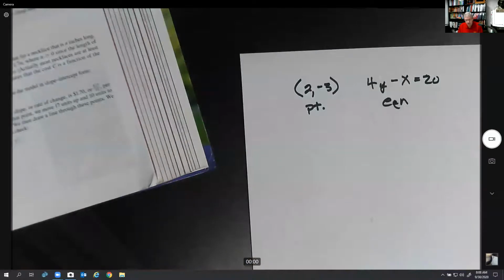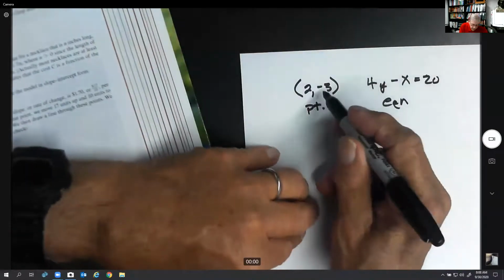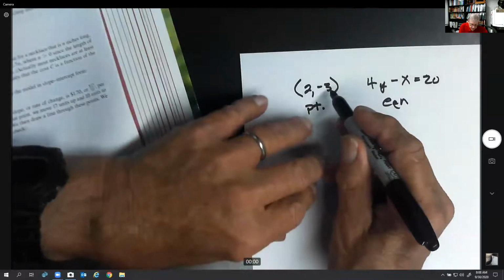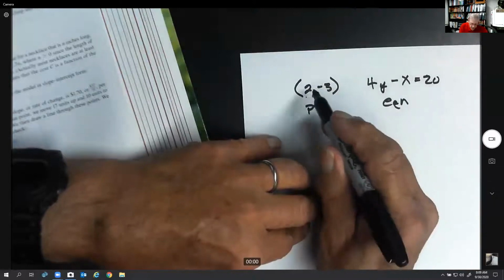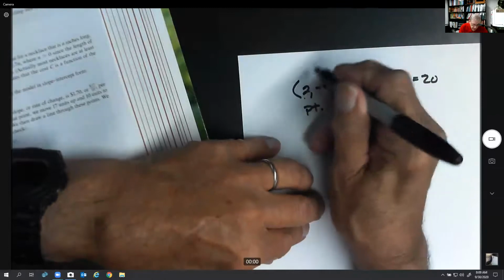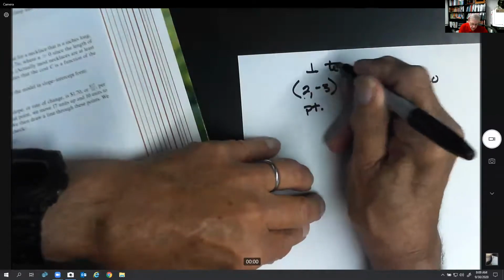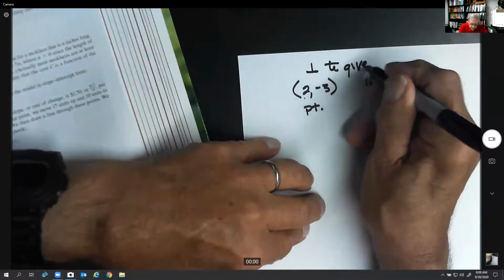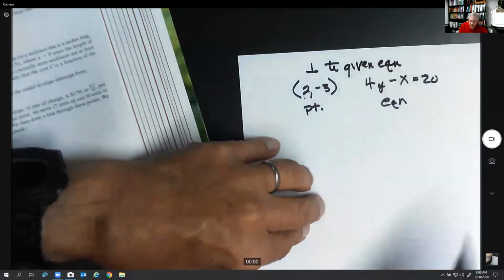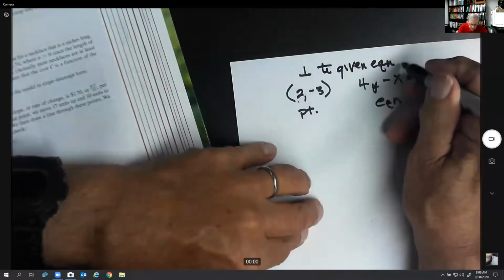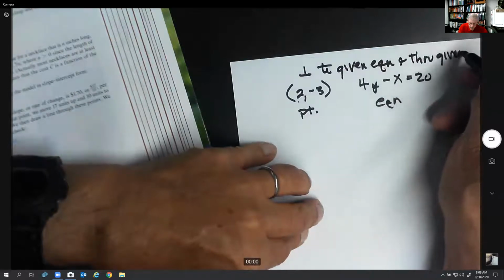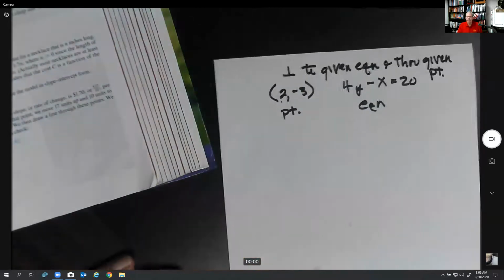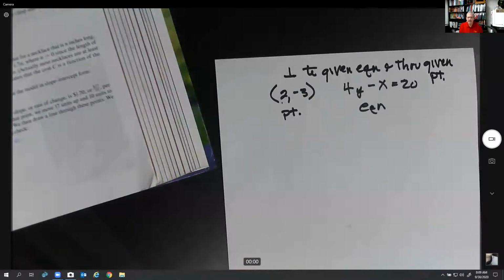And they want us now to write an equation that's perpendicular to the given equation that passes through this particular point. Perpendicular to the given equation, and it must pass through that point. So it's perpendicular to the given equation and passes through a given point. Whoa, crazy.